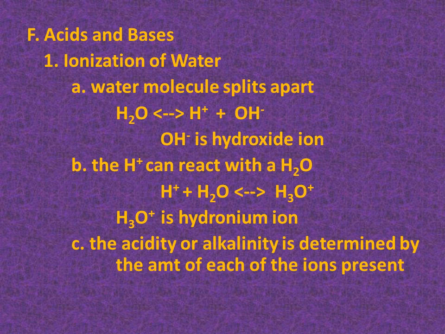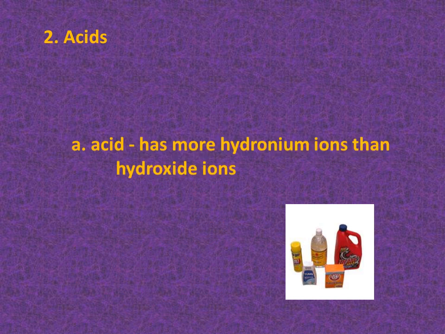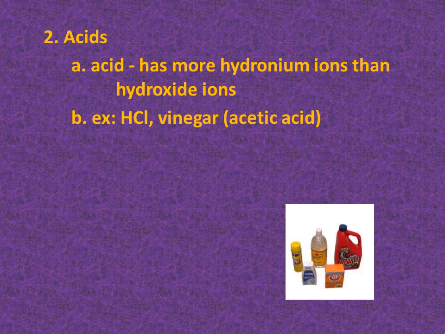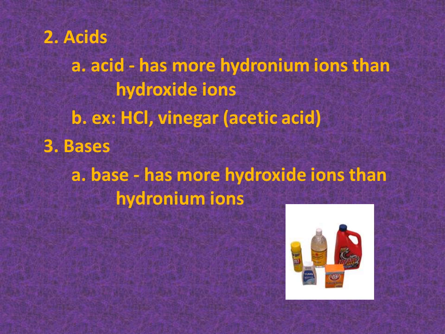So the acidity, or the alkalinity, which is how basic it is, is determined by the amount of presence of each. Acids have more hydronium ions than hydroxide ions. So hydrochloric acid, which is the stomach acid, vinegar, and any of your citric acids in your fruits, your grapefruit and oranges, are acids. And bases, on the other hand, have more hydroxide ions than hydronium. So sodium hydroxide and ammonia will actually be bases. Any of your detergents and your soaps tend to be basic in structure due to this.